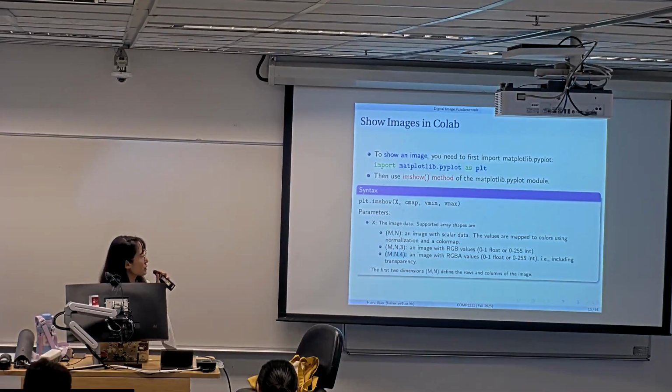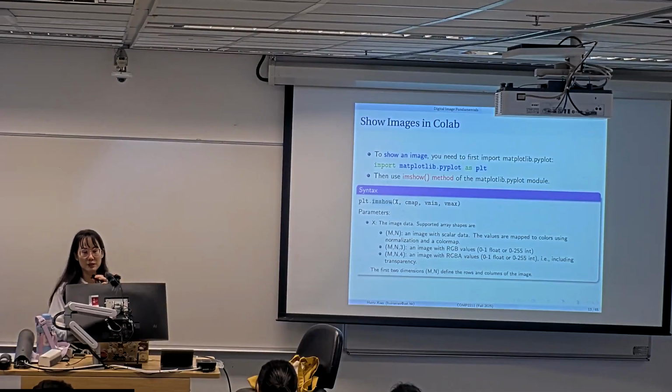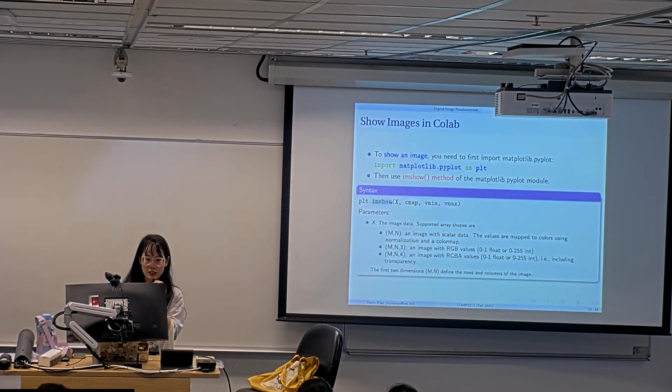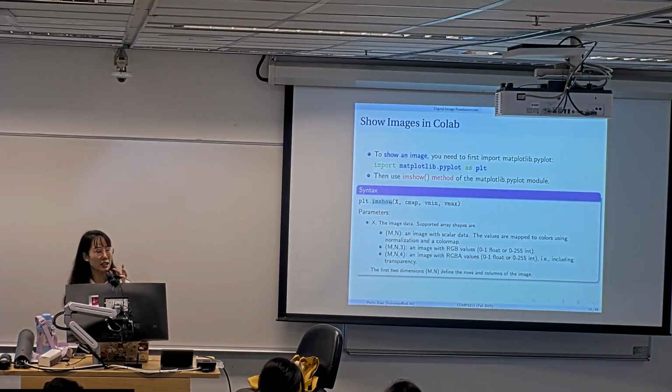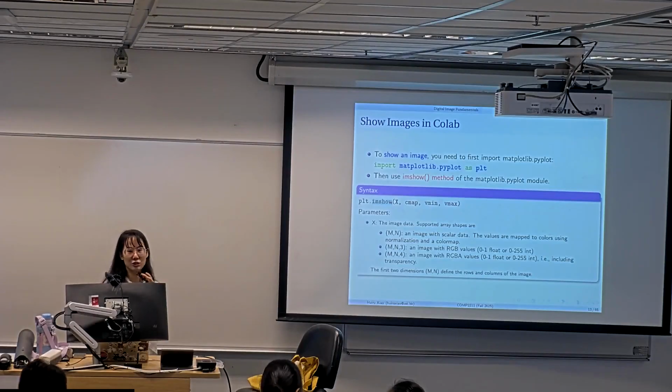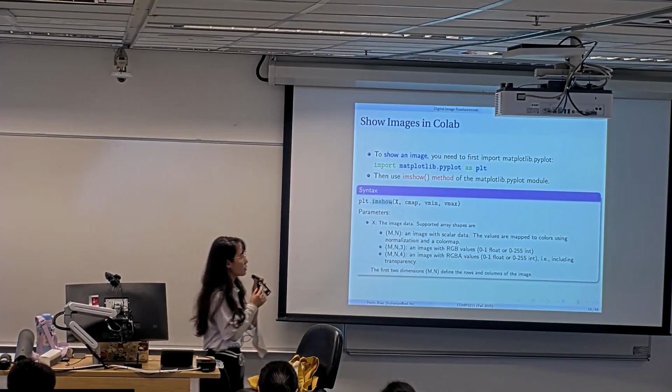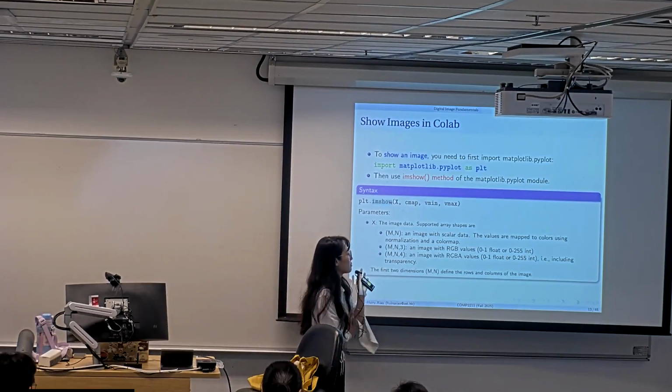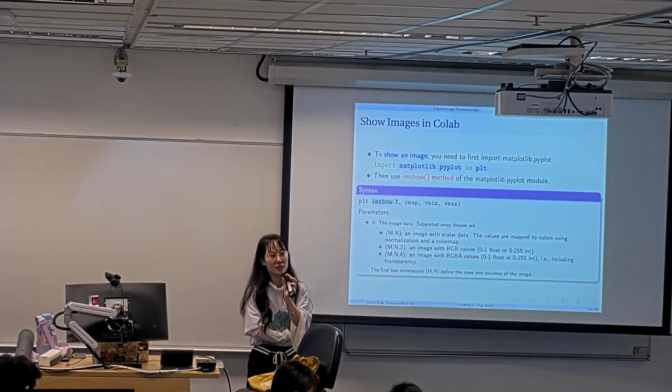So note that this imshow method only supports these three array shapes. If you have 4D, 5D, or other multi-dimensional arrays, it cannot support them because those are not digital images. And if the number of channels is some value that is not 3 or 4, it's not supported.